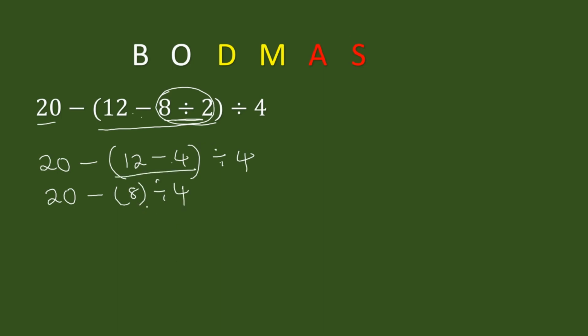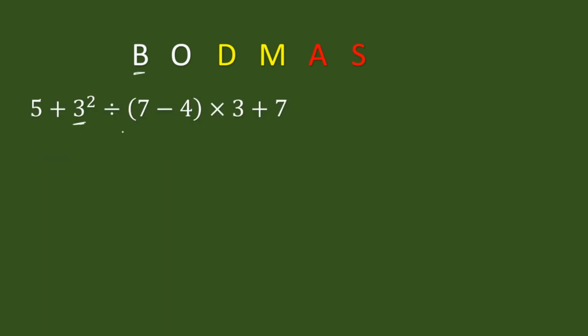And then now we're left with two operations, subtraction and division. Division comes before subtraction, so we start by dividing. So it becomes 20 minus 8 divided by 4, that is 2. And then 20 minus 2, that is 18. Let's do the last one.